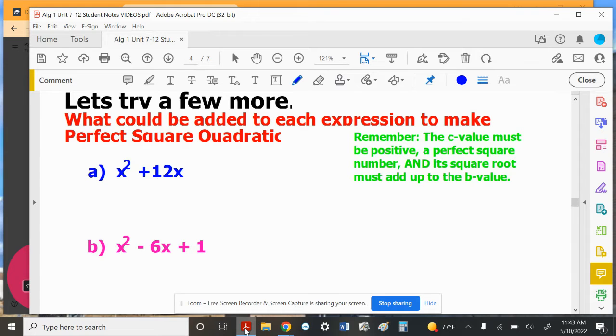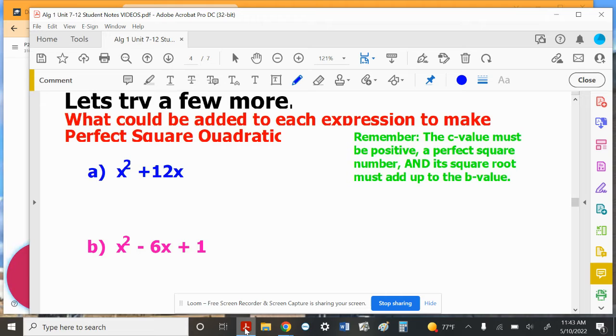Let's do a few more where we're going to make it a perfect square quadratic. So we're still going to follow the rules. We always look at the middle term and we take half of it. It has to be the x term. That's really important. The middle term is always the x term, not the constant.